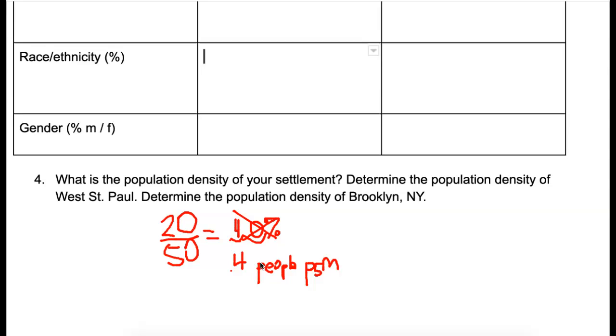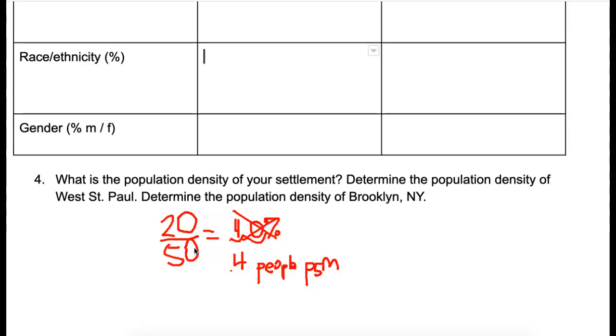0.4 people per square mile is very, very low population density. That's not crowded at all. That'd be like one person living on a humongous farm. You'd have plenty of space. You wouldn't have to worry about bumping into people all the time.